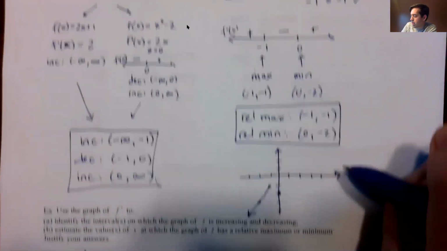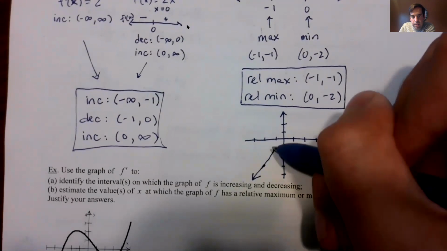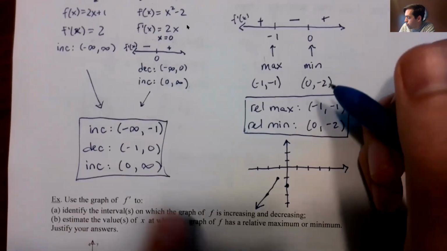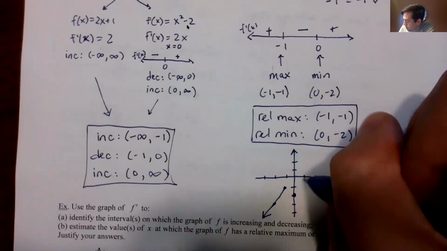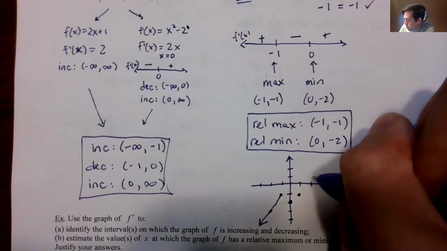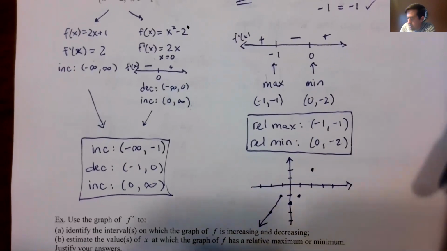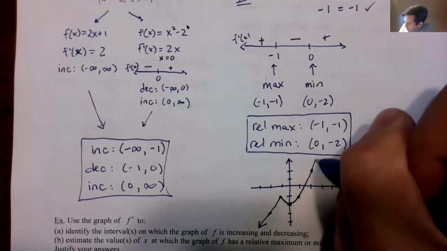So that's a parabola. This is the minimum. So we're going to look like this. I could sketch a couple more points if I wanted to. If I plug in 1, I get 1 minus 2, which is -1. If I plug in 2, 2 squared is 4, minus 2 is 2. And that's enough. I'm going to now connect the dots. And it looks like this.